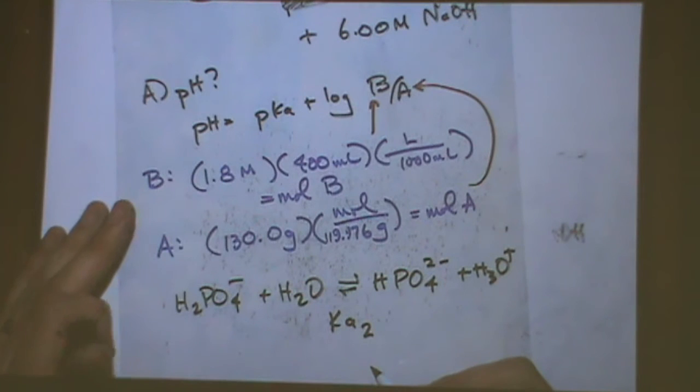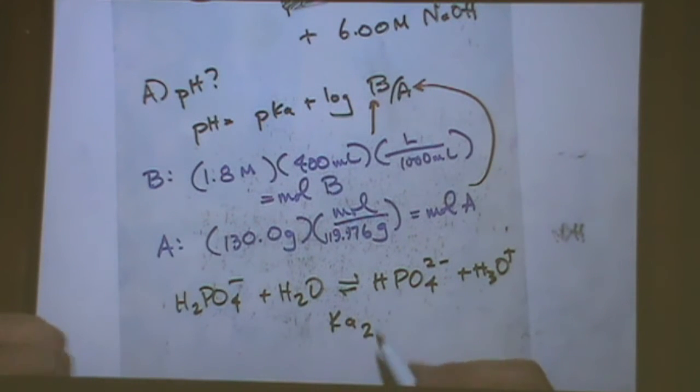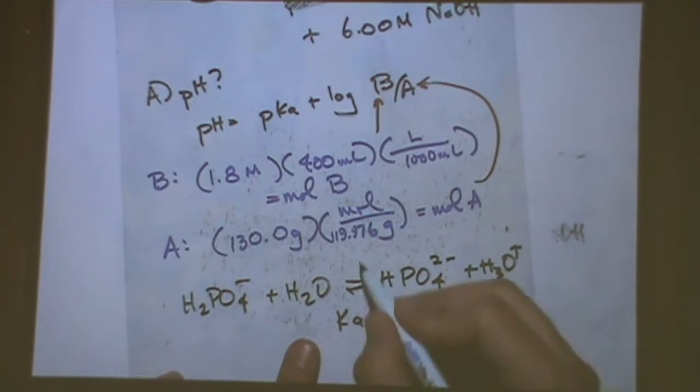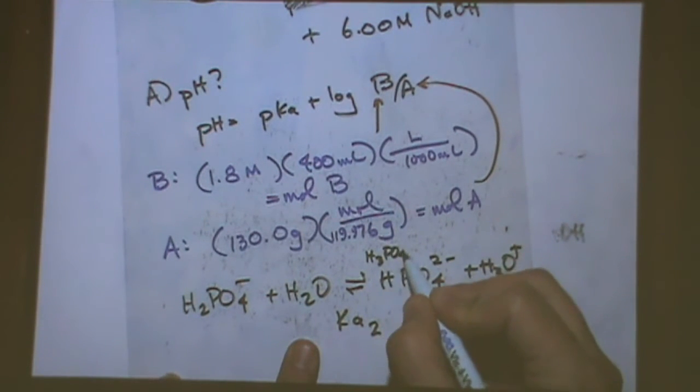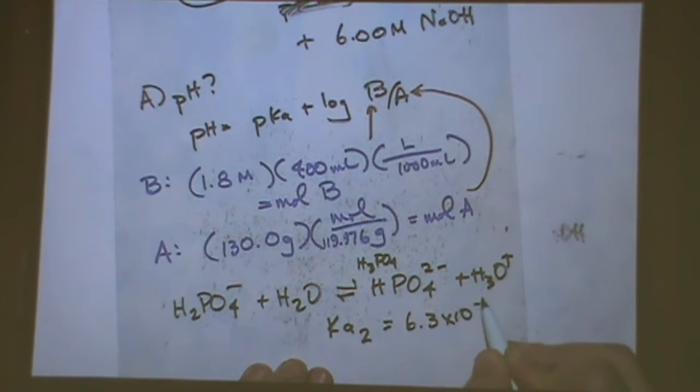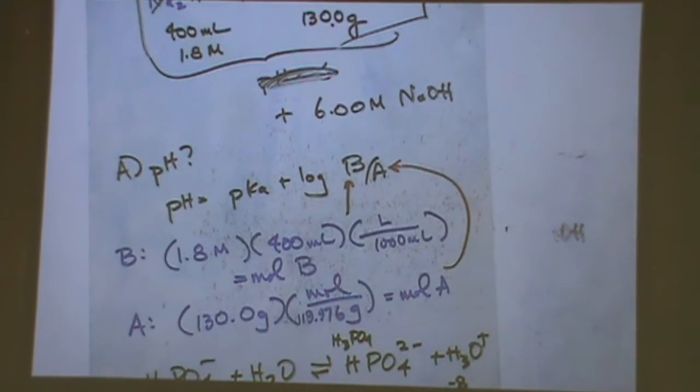Because I'm losing the second proton. Is that okay? Originally it was H3PO4. I've now lost 2 protons. Ka2 is given in the question, 6.3 times 10 to the minus 8. Here's why I did this.